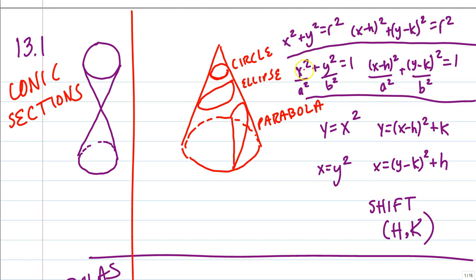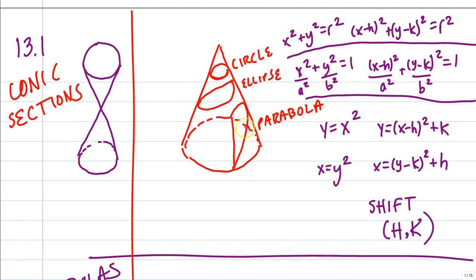We will have ellipses where it's x squared over a squared plus y squared over b squared. An ellipse is basically an oval, so if I cut the cone at an angle, instead of getting a circle, I get an ellipse. Okay, so I get an oval shape. And I can also have shifting on that, h and k. Same idea. And then we can have parabolas.